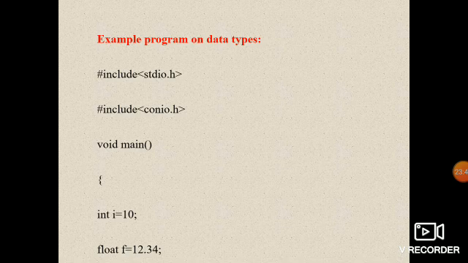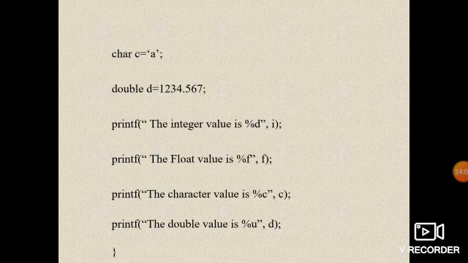Next I am declaring the float. These are all the basic data types I am taking. Float f = 12.34, where f is a variable and I am assigning the value 12.34. Next char, that is a variable c, I am assigning the value 'a'. Next double, for the double d, 1234.567. After the point you can give up to 12 digits and it will print, if you need it; otherwise you can write only the values we need.